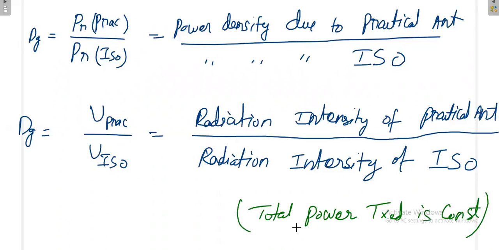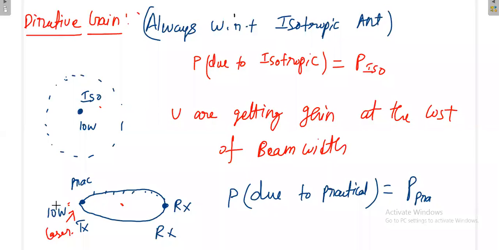Did you understand? Because if you change the total power, everything will get confusing. If you have some total power, you use a practical antenna, you use an isotropic antenna, then what is the difference? That's the only way you can measure the gain. So total power transmitted is always constant. If I take 10 watts here, I will take 10 watts there. If I take a different wattage here, that's like cheating. If you want to compare things, you have to take the same power in this case.